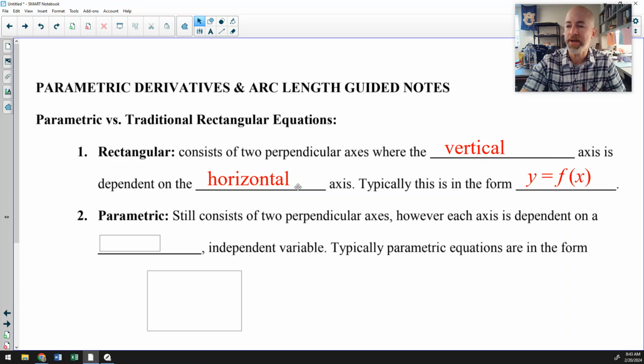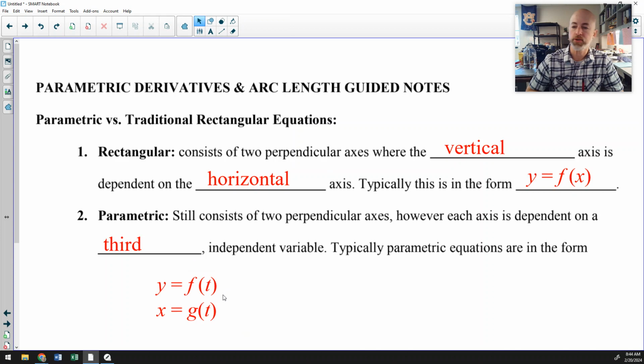Parametric curves are still graphed on the exact same two perpendicular axes. However, instead of the vertical axis being dependent on the horizontal axis values, we introduce a third independent variable that makes both the vertical and horizontal axes dependent on that third. We typically write parametric equations in the form y equals f of t and x equals some other function of t, and t is your independent variable. x and y will depend on those values of t. Again, you can use other variables. It does not have to be x, y, and t. It just has to be two variables that are dependent on a third independent variable.